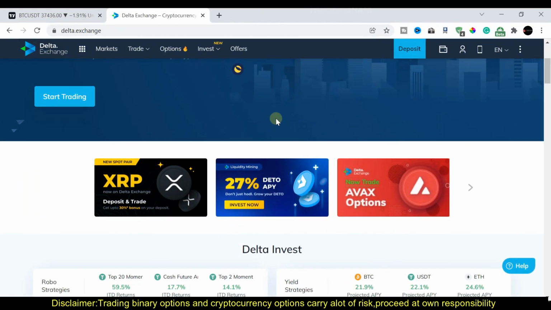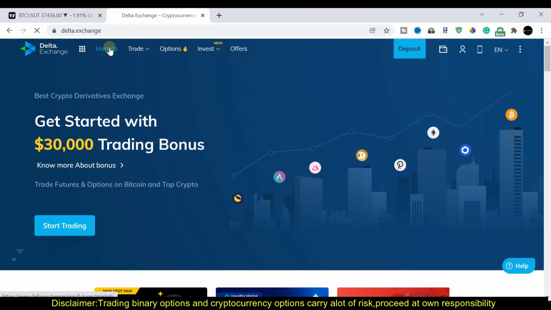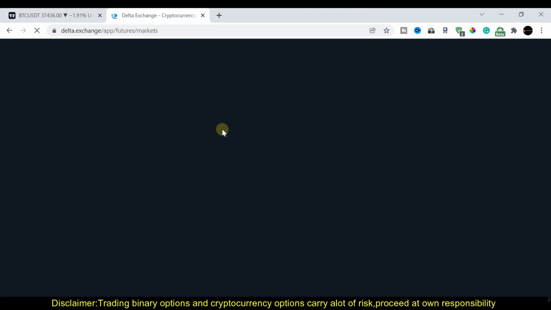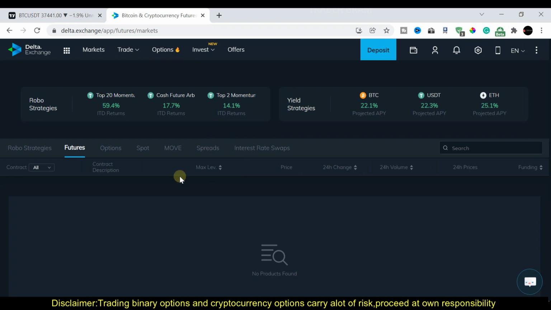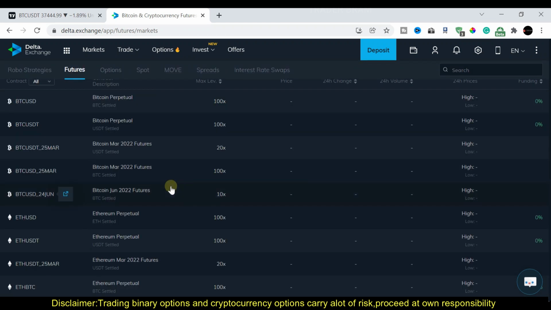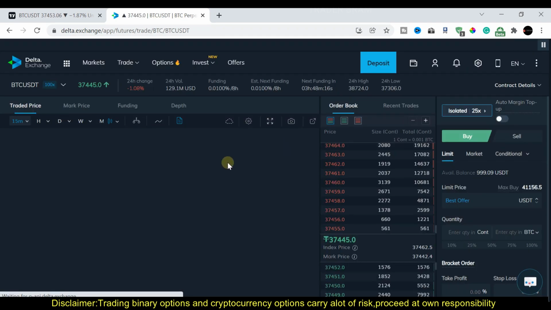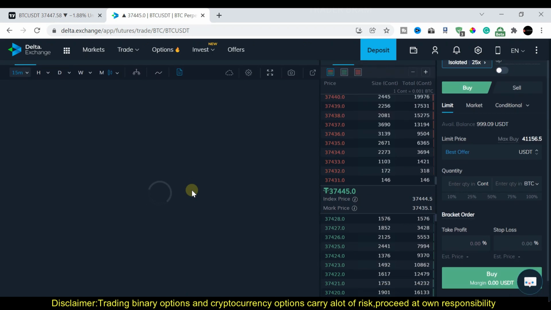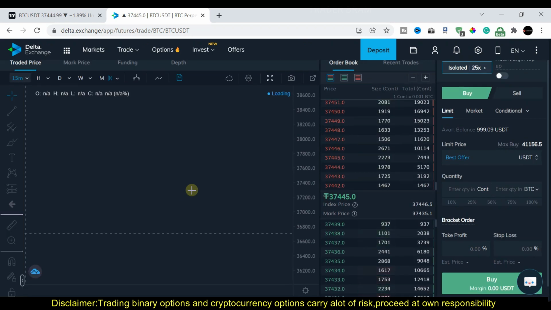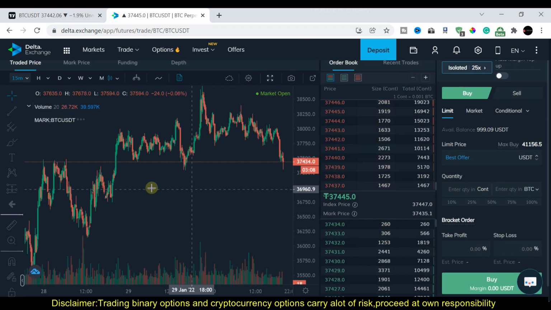So I'll take one trade. I'll go to the market and find a pair to trade. We'll use our usual strategy of support and resistance. So I'll choose the Bitcoin USDT pair. I'll use the 15 minutes time frame.